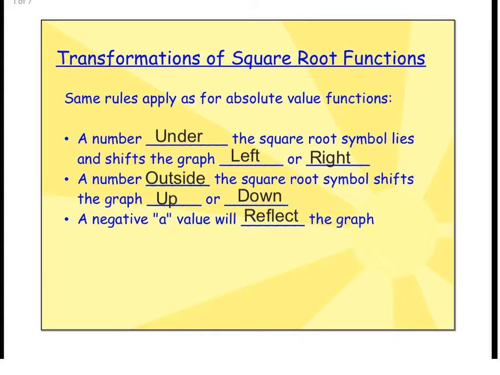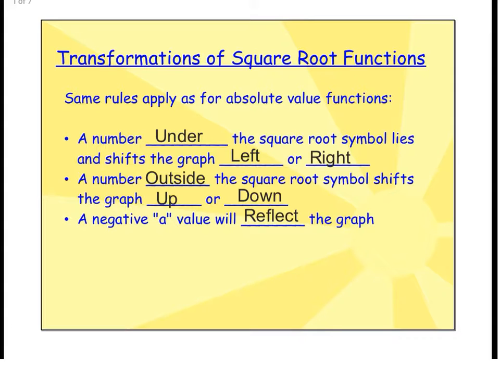Transformations of square root functions are actually super similar to absolute value functions. A number under the square root symbol shifts the graph left or right. That's the same as the number inside the absolute value bars, which shifts it left or right as well. A number outside the square root symbol shifts the graph up or down. So that's like our k value.